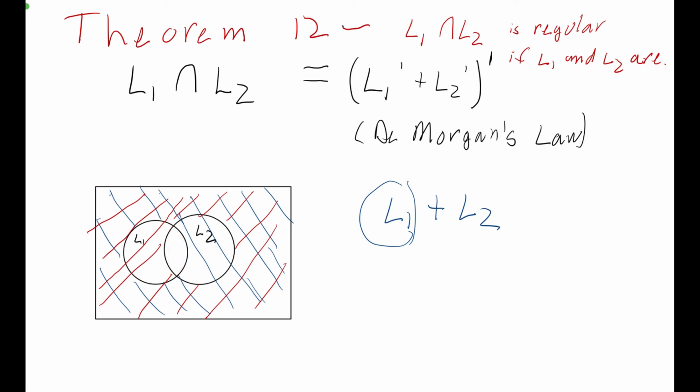So there's an example of that in your book, and you're free to read it. It starts on page 175, and you can see how they create a new finite automata that only accepts the intersection of two other ones.